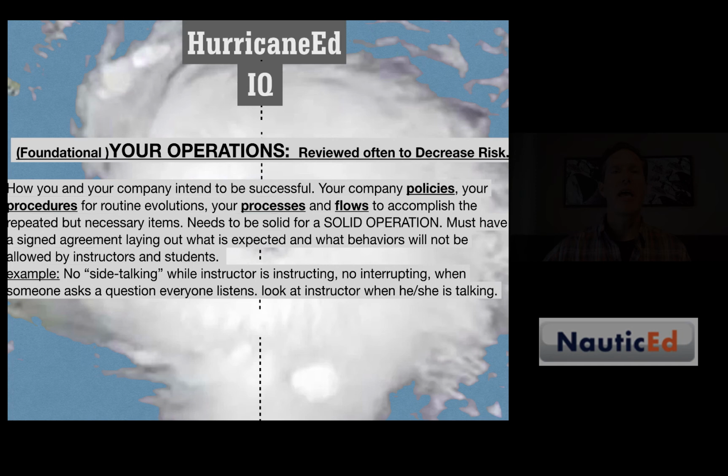Right at the bottom is your operations. You need to review this often to decrease risk. These are your policies and procedures, your routine evolutions on how your company intends to be successful. This is the flows and the processes that get the boats off the dock and back to the dock safely and routinely. So for solid operation, this needs to be solid. I also add in here, you should have a signed agreement laying out what's expected and what behaviors will not be allowed by instructors and students.